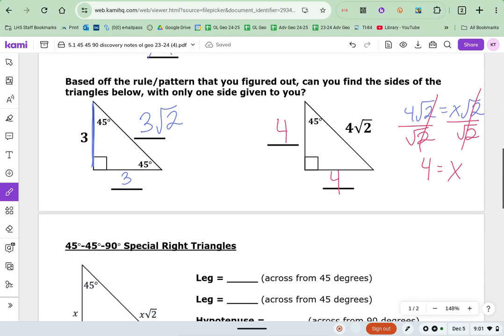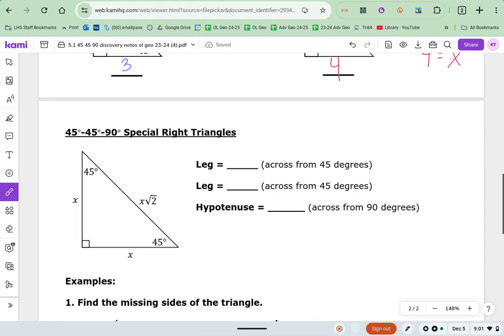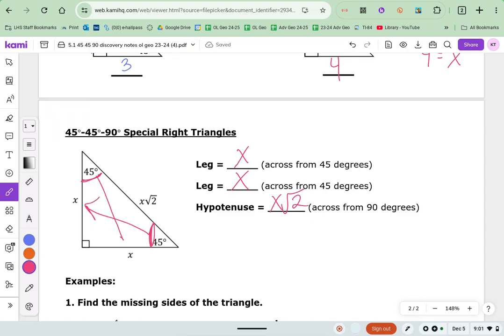Let's look at some more examples. Here we're just going to rewrite the rule so you can reference it on the back also. So the leg is x, the leg is x, the hypotenuse is x root 2. So remember, legs are across from 45, across from 45. The hypotenuse is across from 90. Which, by the way, extra little fun fact connection, makes sense because remember on your previous test, we had that congruent angles mean that we have congruent sides. So of course those sides are going to be the same if the congruent angles are there. So that's kind of fun.